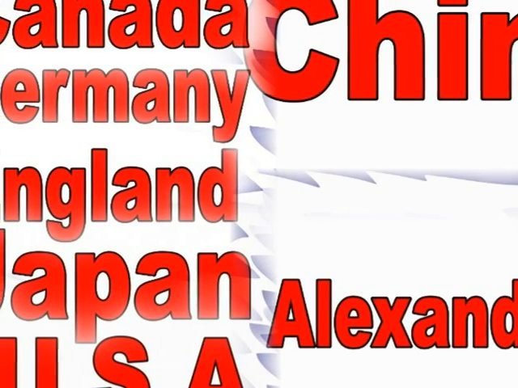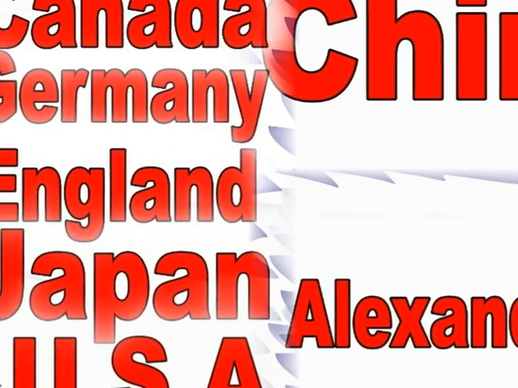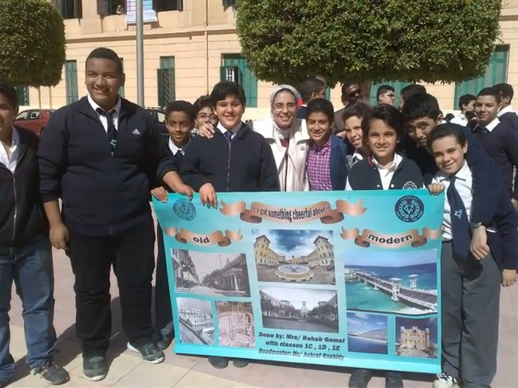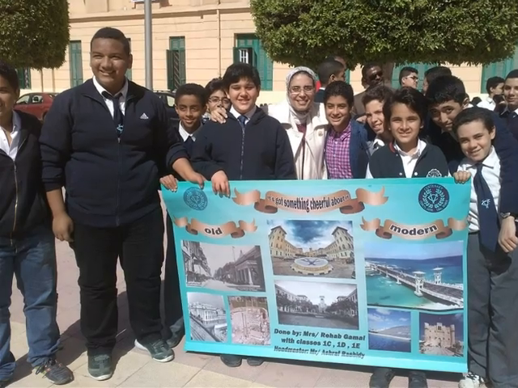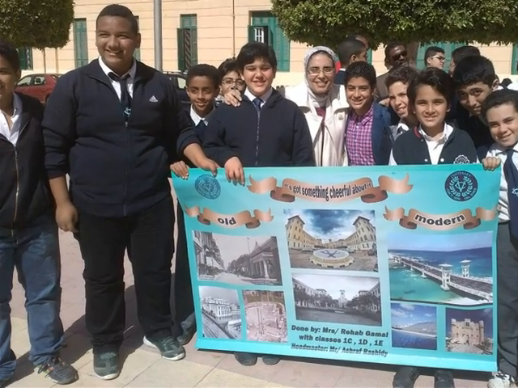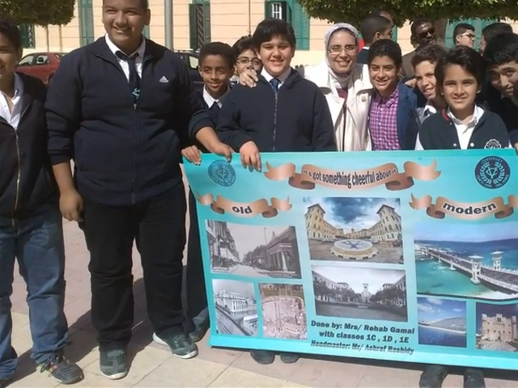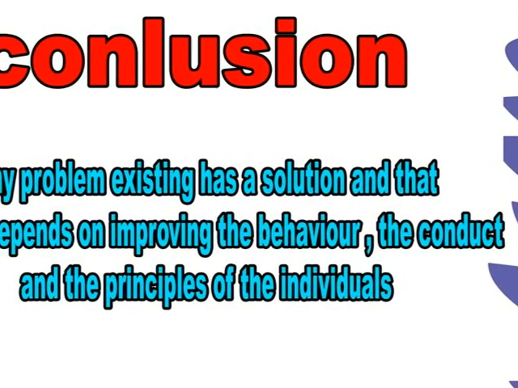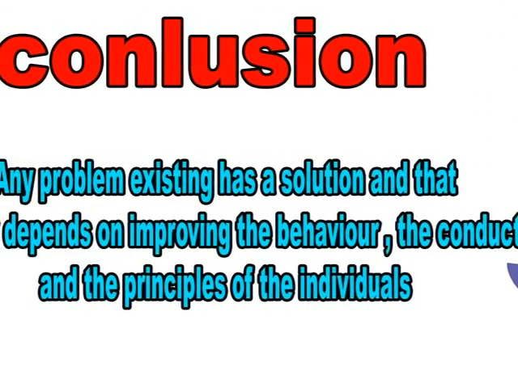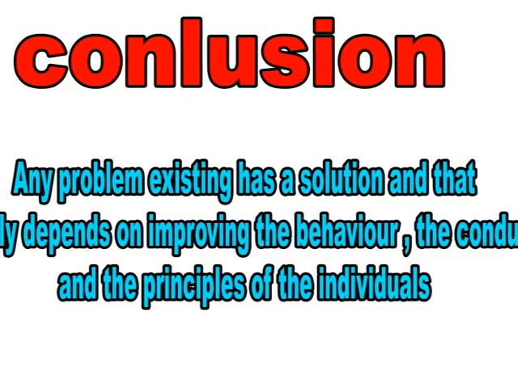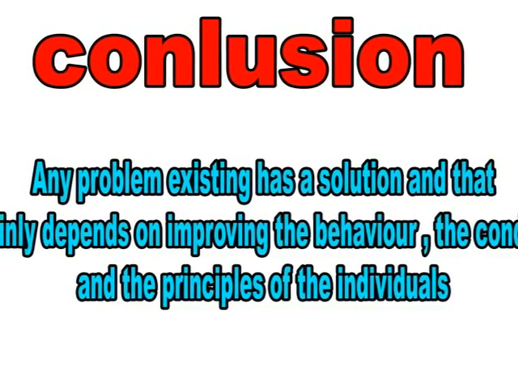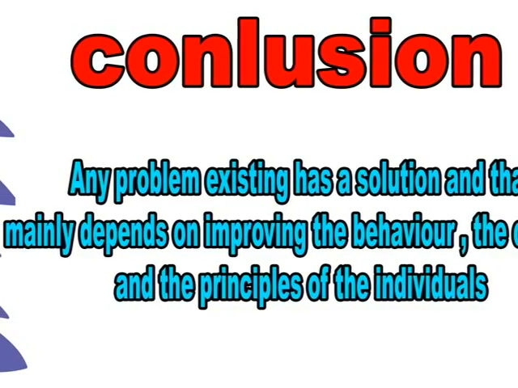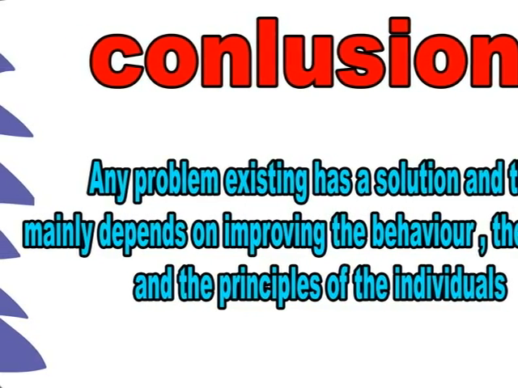Students also discovered that there were even differences in hygiene. Then this led to another comparison between old and new Alexandria. The fifth step was the conclusion, which was reached from the previously collected data. It was: any existing problem has a solution, and that mainly depends on improving the behavior, the conduct, and the principles of individuals.